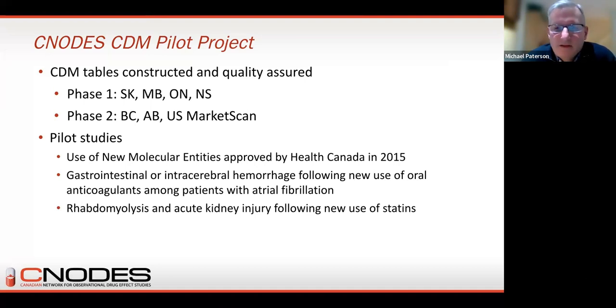So for example, the first one was a simple drug use analysis of new molecular entities approved by Health Canada in 2015 and the uptake of those agents over time in the study provinces and so on and so on. Next slide, please.